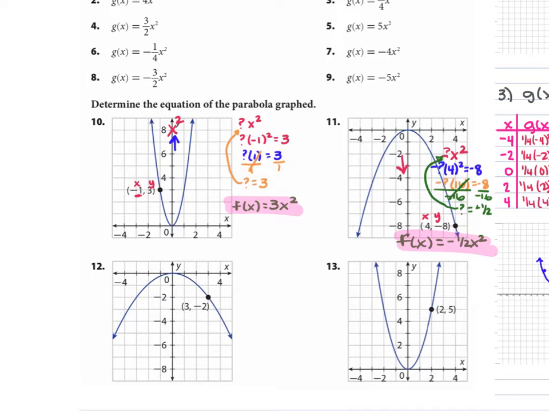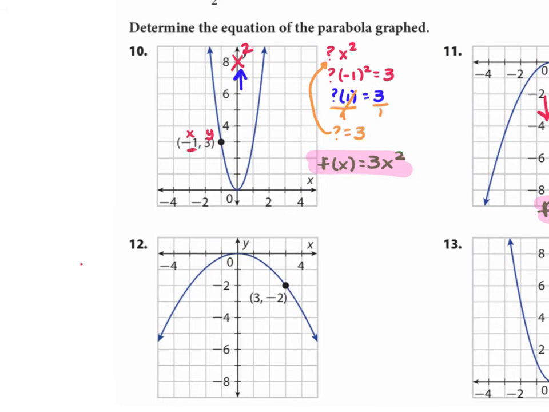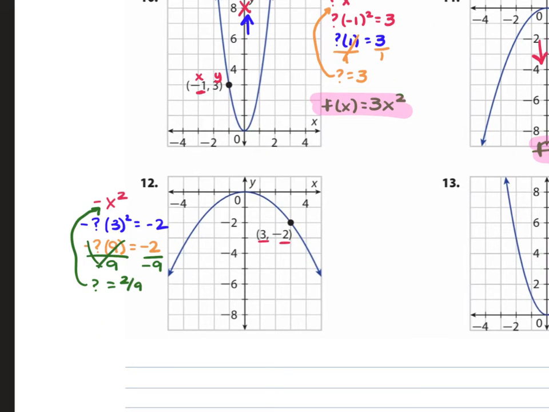For 12, we have a parabola that opens down, so this is going to be a negative x squared. And then because we have an x of 3 and a y of negative 2, this is going to become a negative something times 3 squared is equal to negative 2. So the 3 squared is 9, so it's a negative something times 9 is equal to negative 2. We're going to divide each side by the negative 9. And we get that that something is a positive 2/9. So we're going to plug that in up top to give ourselves f of x is equal to negative 2/9 x squared.